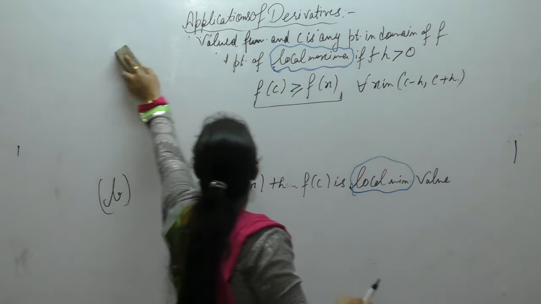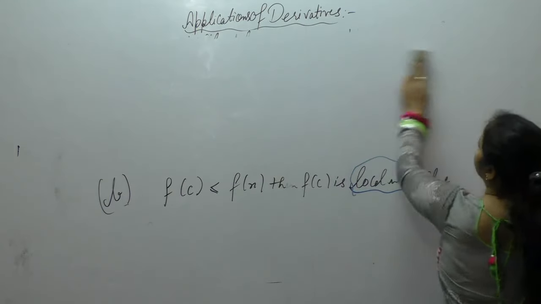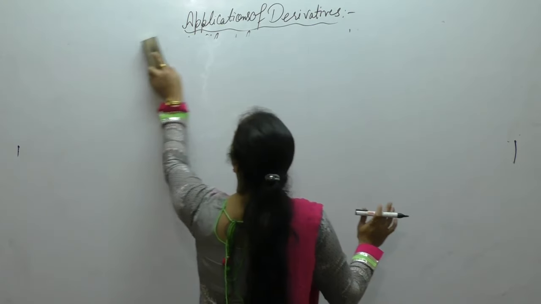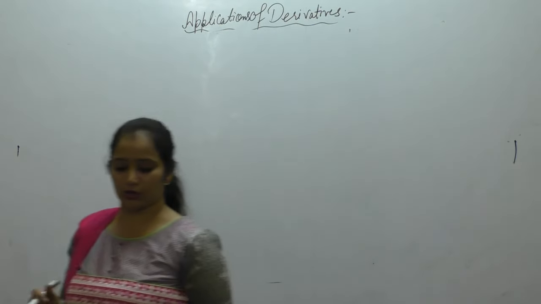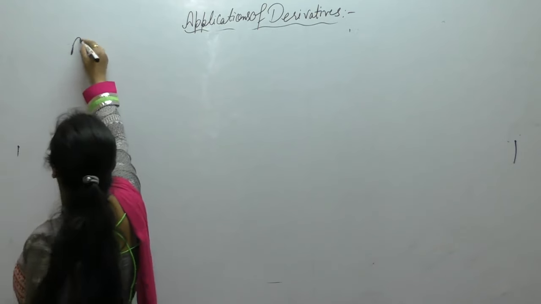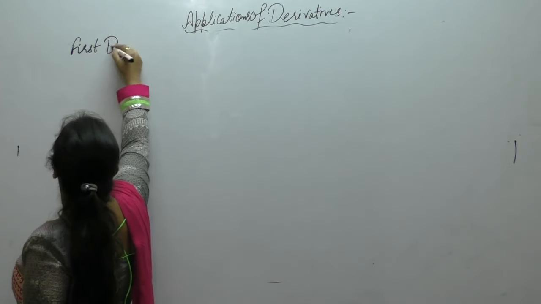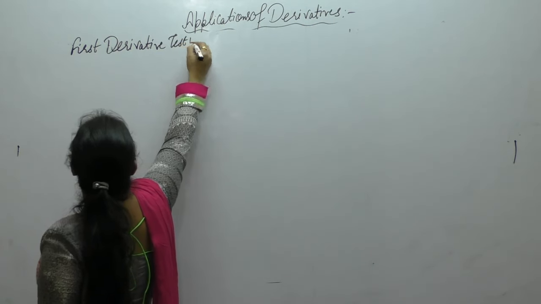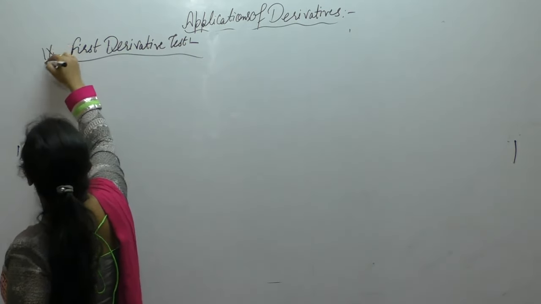नेक्स्ट इज अगर हम फर्स्ट डेरिवेटिव टेस्ट से चेक करते हैं कि फंक्शन जो है लोकल मैक्सिमा है, लोकल मैक्सिमम वैल्यू क्या है और लोकल मिनिमम वैल्यू क्या है, फर्स्ट डेरिवेटिव टेस्ट से चेक करेंगे. राइट डाउन.